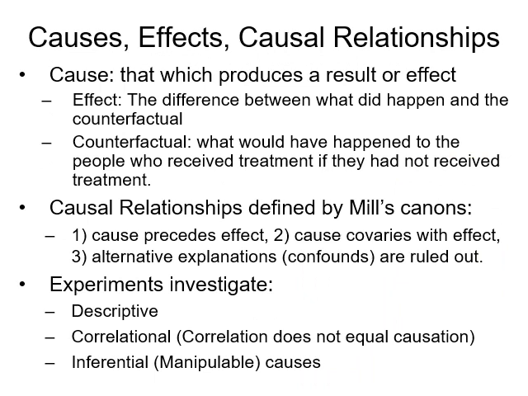So let's talk about cause, effect, and causal relationships. Again, a cause, that which produces a result or an effect. The effect is the difference between what happened and the counterfactual, what would have happened if you had not done an intervention. So the counterfactual is basically the control group. What would have happened if people who received a treatment versus those that didn't receive the treatment? And again, we have the causal relationship defined by Mill's canons. The cause has to precede the effect, the cause has to covary with the effect, and confounds have to be ruled out. So experiments by their nature are striving towards causation if possible, but often don't quite get there.